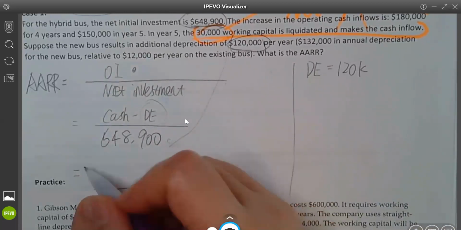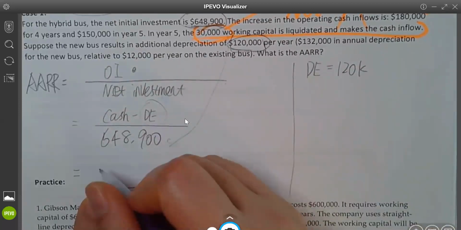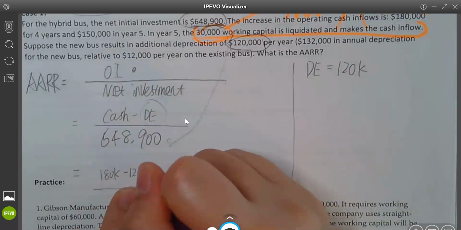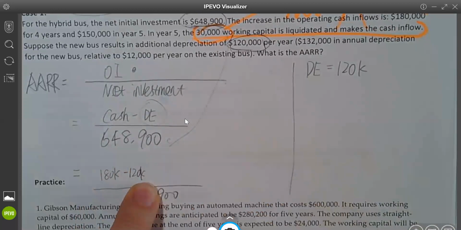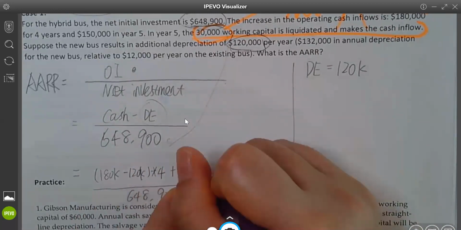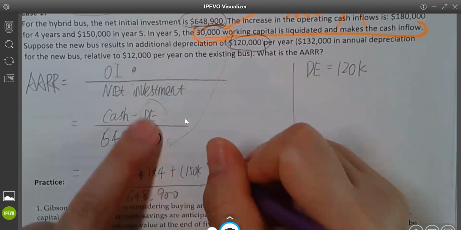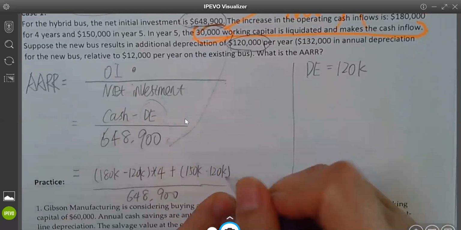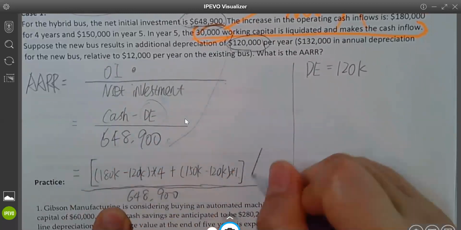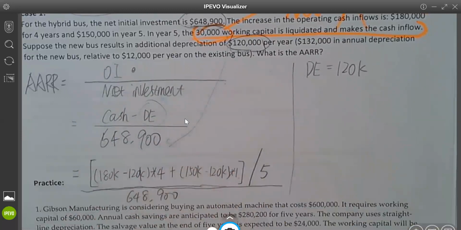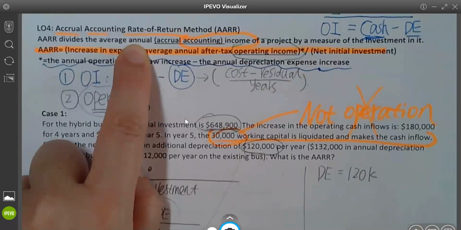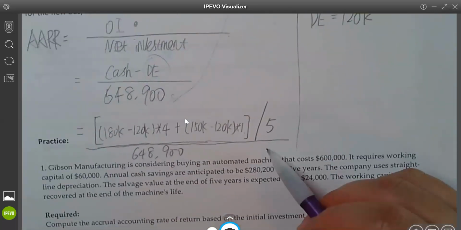So the denominator is 648,900, and then the numerator will be, for the first 4 years, 180,000 from cash minus 120,000. This is the first 4 years. And then you plus the 5th year, 150,000, minus depreciation 120,000, and then we times 1 year. So you add those, but you have to calculate your annual operating income. So we divide by 5 years.